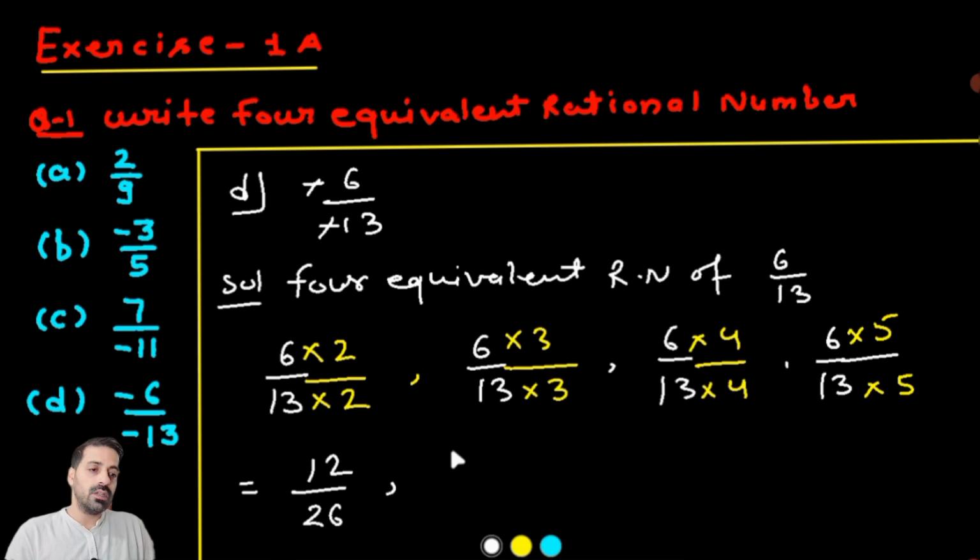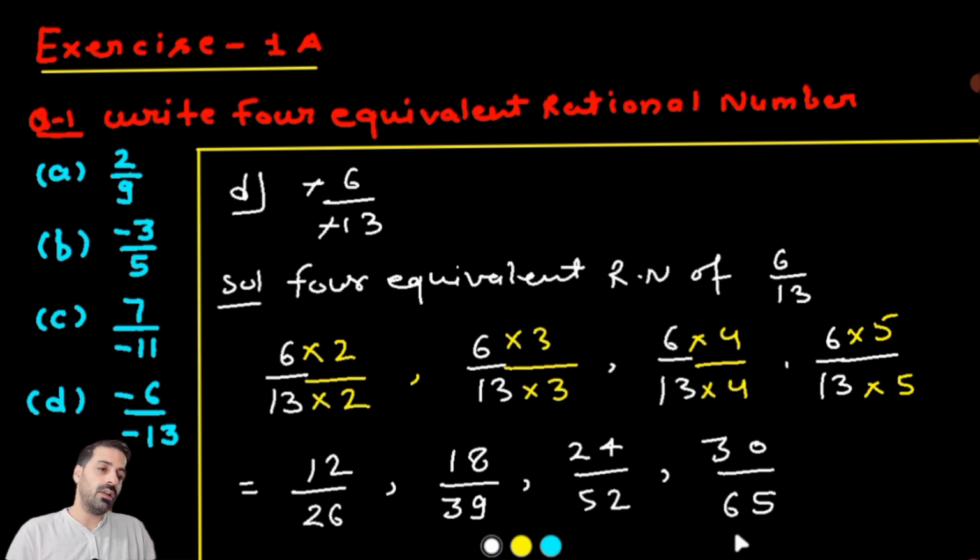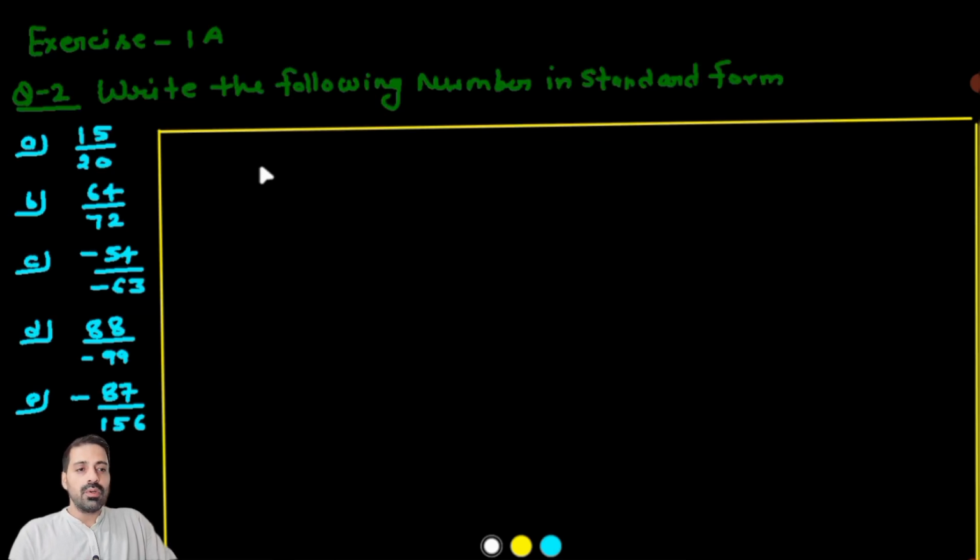Now 6 threes are 18 upon 39. Now 24 upon 52, and the fourth one is 30 upon 65, the fourth equivalent rational number, and this is the solution of question number 1. Now move to question number 2. Question number 2 is on your screen.